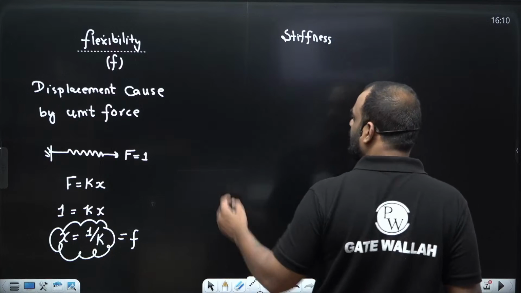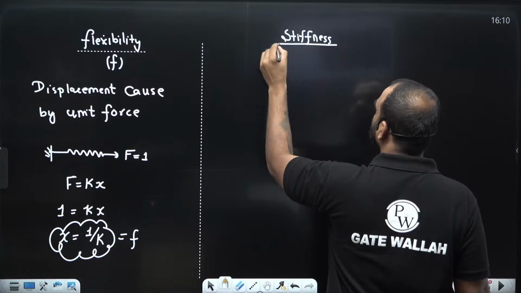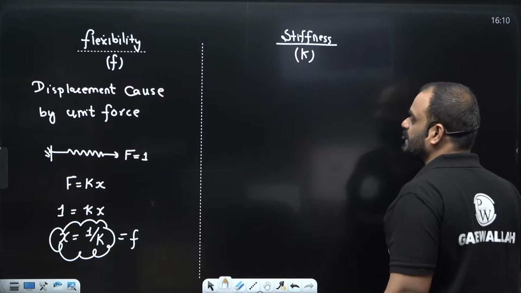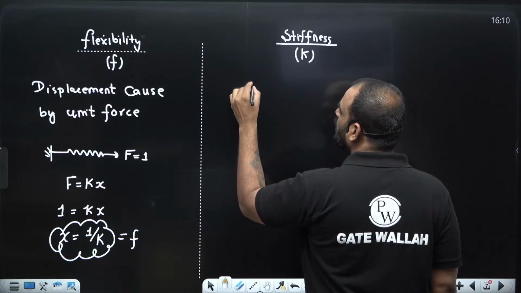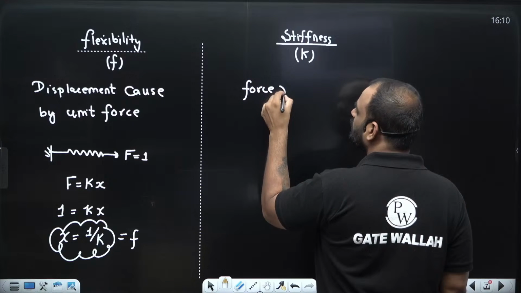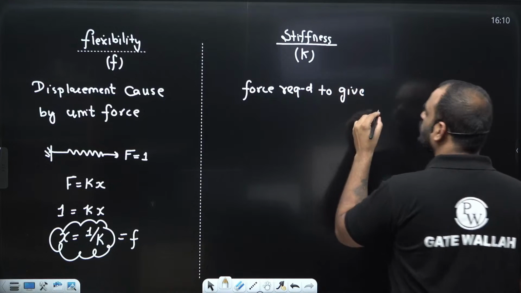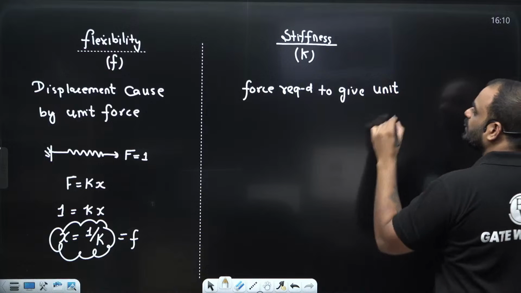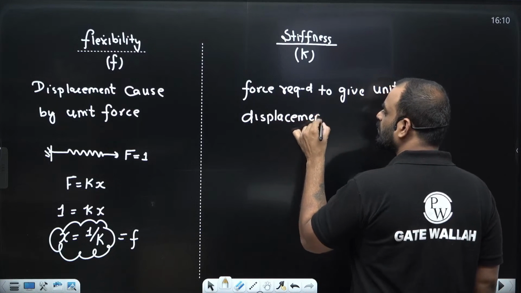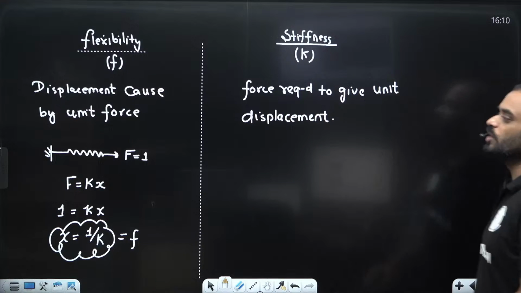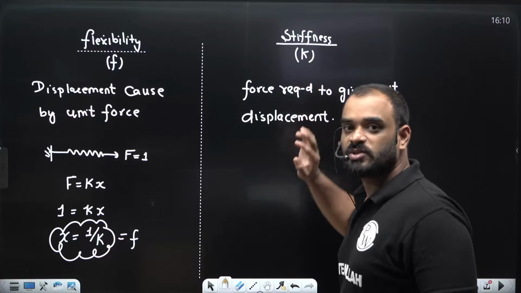Okay. Now guys, if we talk about the stiffness term, it is just opposite to this. Now you can understand it very well what it is exactly. Now what is stiffness? It is the force required to give unit displacement. How much force is required to give unit displacement? It is known as stiffness.